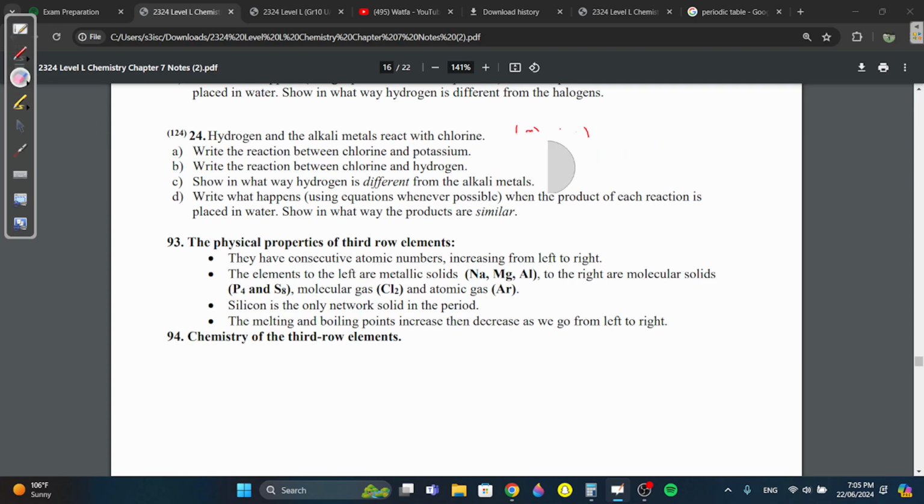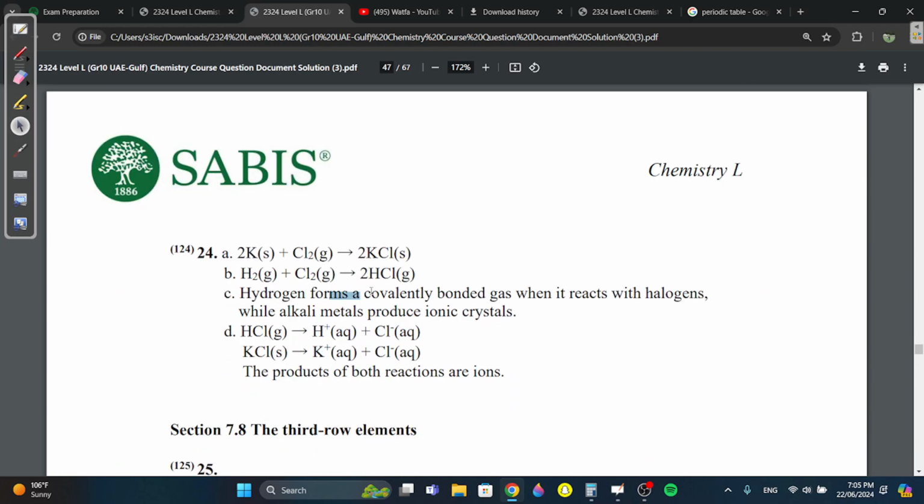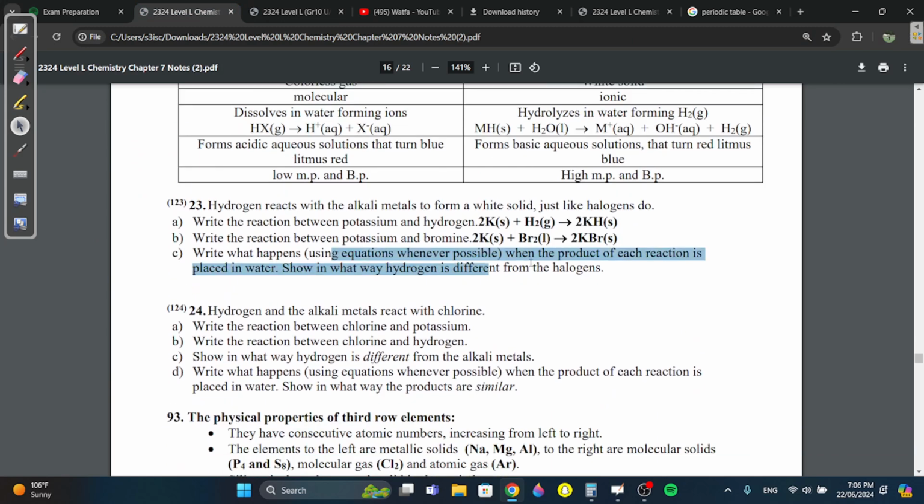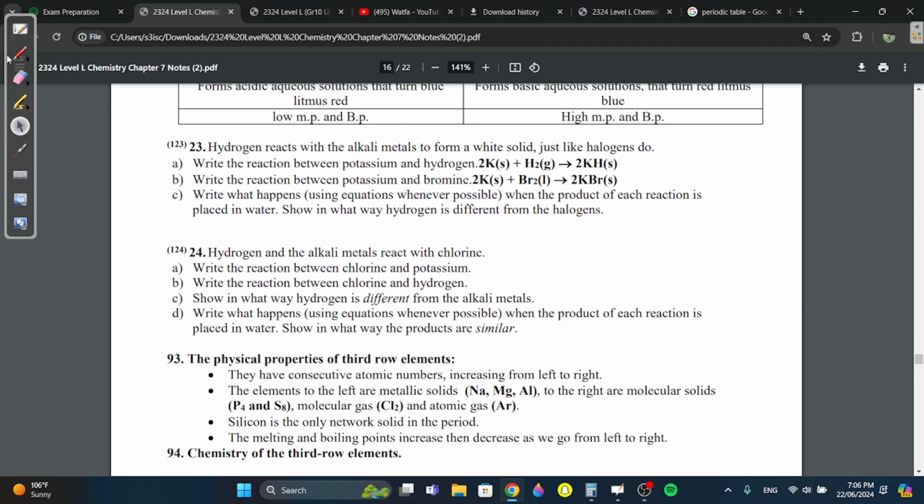Show in what way hydrogen is different from the alkali metals. Again, it's the same thing. Hydrogen forms a covalently bonded gas when it reacts with halogens, while alkali metals produce ionic crystals. When hydrogen bonded with chlorine, we got a covalent bond. But when it bonds with potassium, you guys know KCl is ionic. So how is KCl different from HCl? This is ionic, this is covalent.